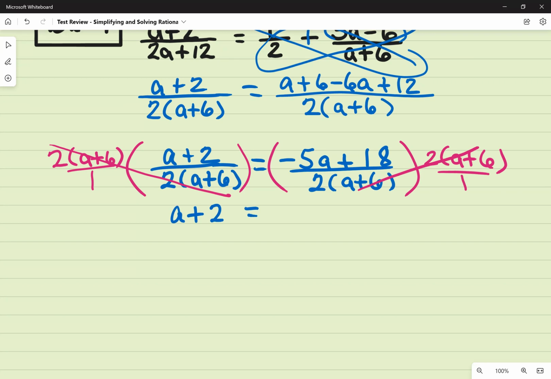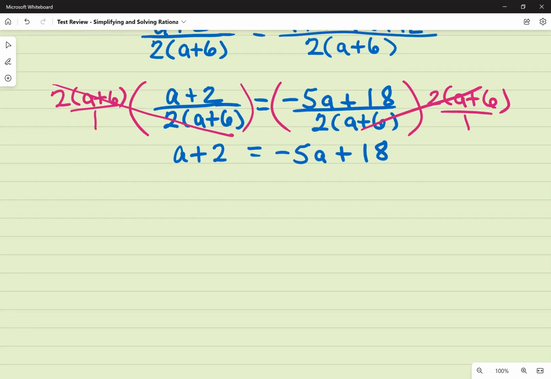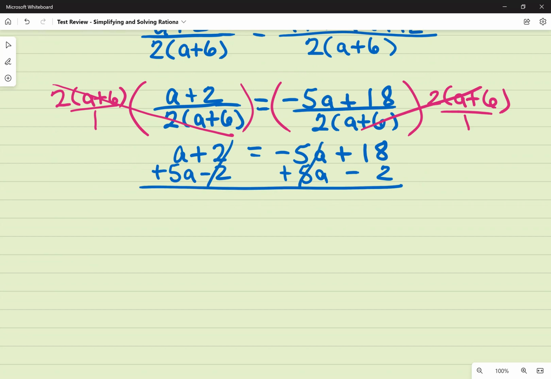And that's set equal to negative 5a plus 18. Now I want to combine like terms. I want to put all the a's on one side and all the constants on the other. So I'm going to add 5a on both sides, and at the same time, subtract 2 on both sides. That way, on the left-hand side, I get rid of the constants. On the right-hand side, I get rid of the variables.